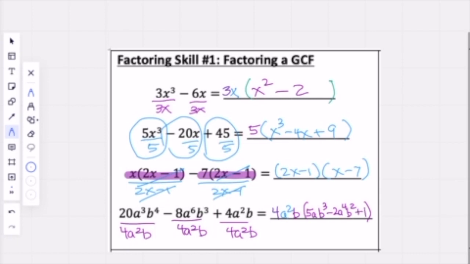And those are good ways to get you started in factoring a GCF. Sometimes that's all you can do, and other times it's just the first thing you do when you have it in conjunction with other things.